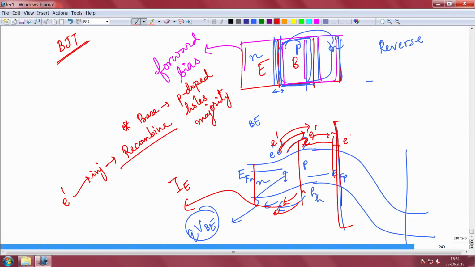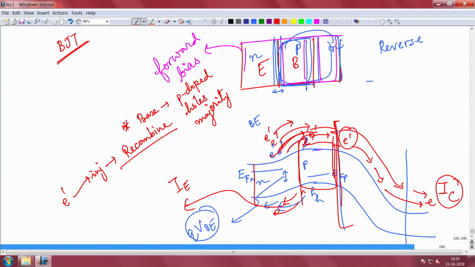As soon as they reach the depletion edge, the huge field of this reverse bias junction will immediately sweep the electrons to the other side. These electrons are coming from the emitter, by the way. Some of them have recombined in the base, some have not. The ones that have not recombined are swept away and contribute to the collector current. So, to have a higher collector or output current, one thing is that I want more electrons injected from the emitter, and secondly I want very few electrons to recombine here, so that most of the electrons reach the collector. You agree?